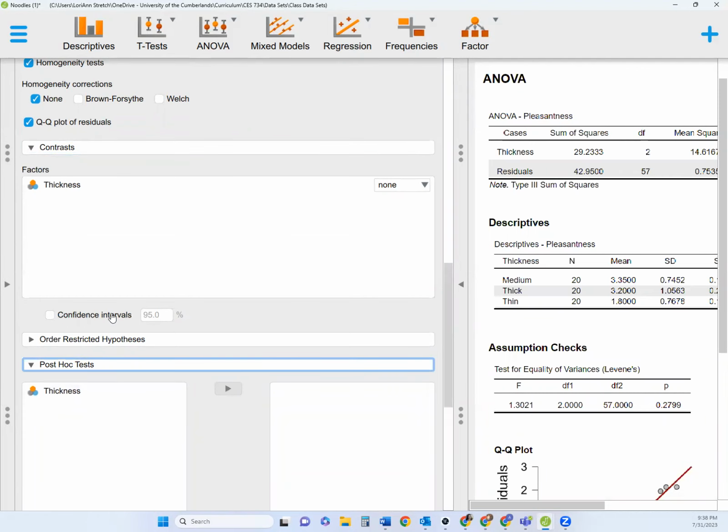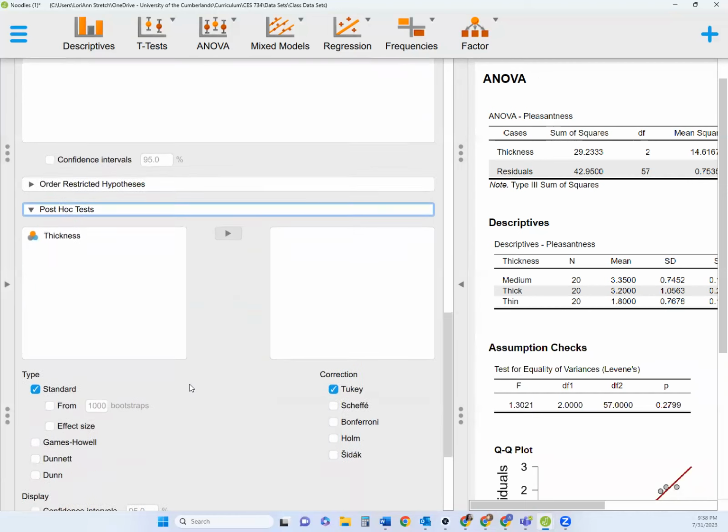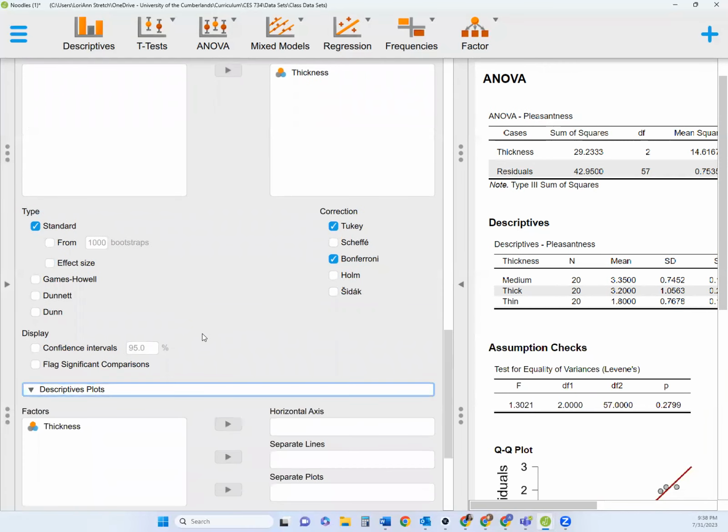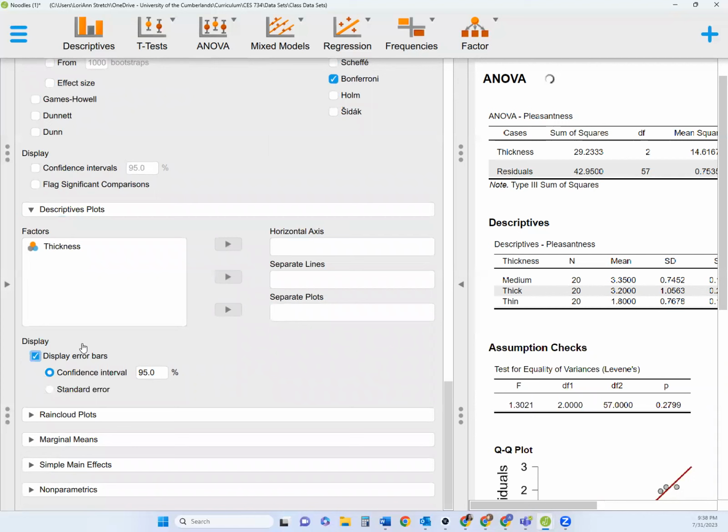So post hoc are important because with post hoc tests, we are going to be able to see where the differences are. This model over here, the ANOVA table or source table as it's called, tells us that we have a significant finding, but all that tells us with an ANOVA is that there is a difference. It doesn't tell us where the difference is. These post hoc tests are going to tell us where the difference is. So we're going to move thickness over here so that we get some post hoc. You can do Tukey. I also like Bonferroni. That's one of my favorites. So I usually click that one. And then we can also display our error bars with a 95% confidence level.